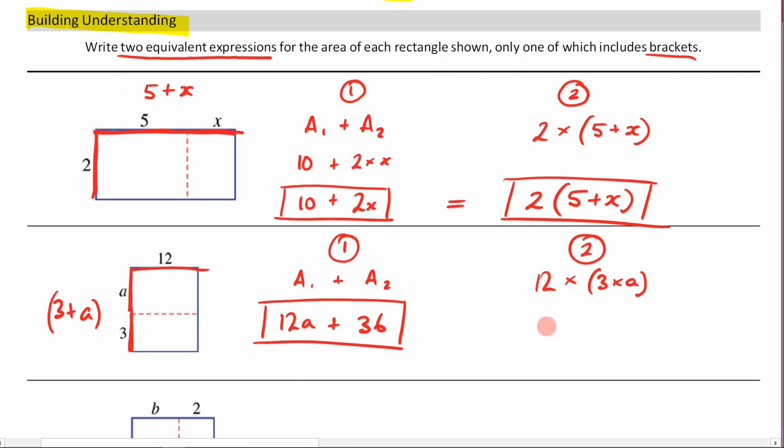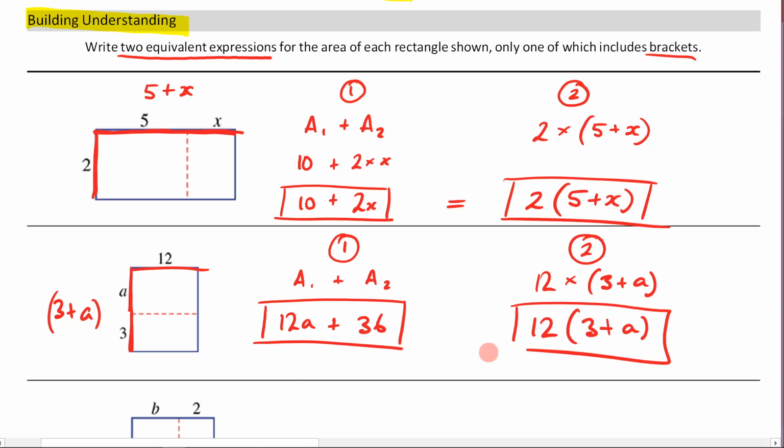And we know that's the same, sorry. 12 multiplied by 3 plus A. And that's the same thing as this, 12(3 + A), because remember, we don't like writing in those multiplication signs. Okay, and those two things are going to be equal to each other. And we're going to be seeing more about that later.